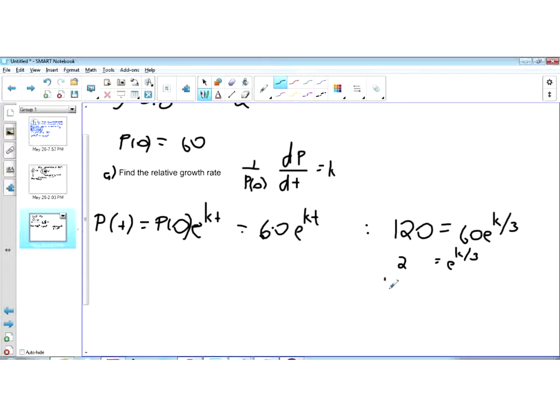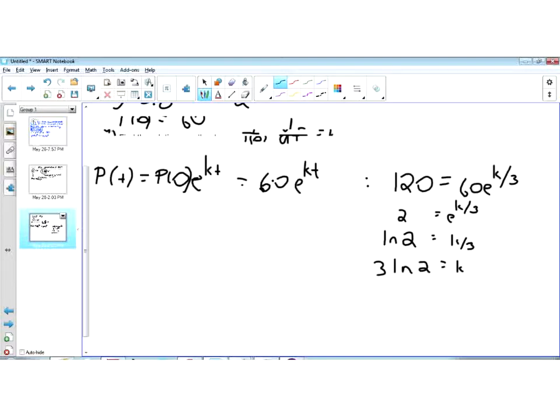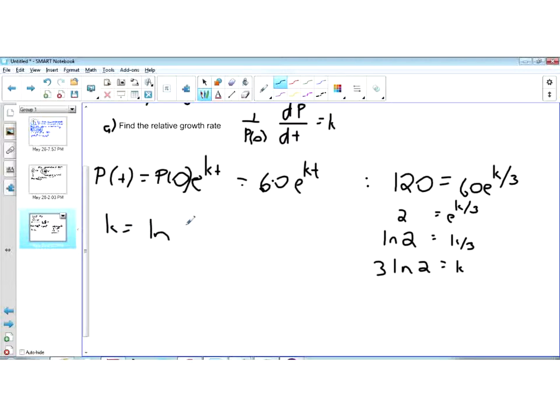Then we use the inverse function property of the exponential function and take the natural log of both sides. So we have the natural log of 2 is equal to k over 3. And so 3 times the natural log of 2 is equal to k. Now using the properties of logs, k is equal to the natural log of 8.